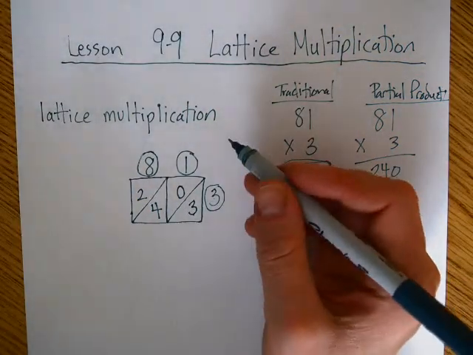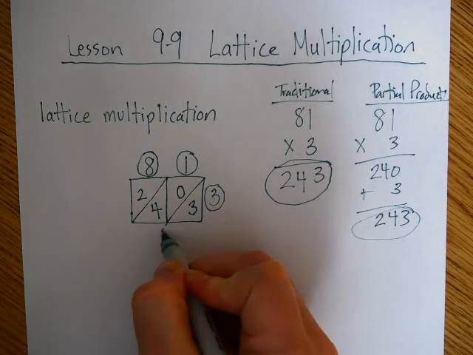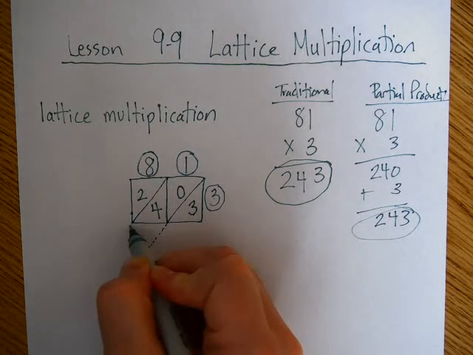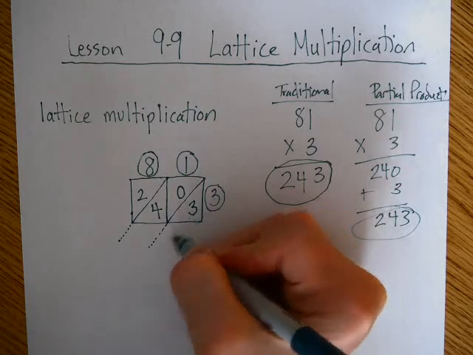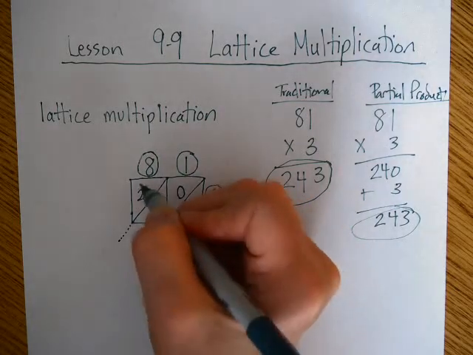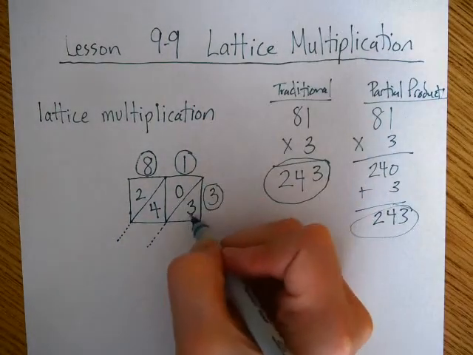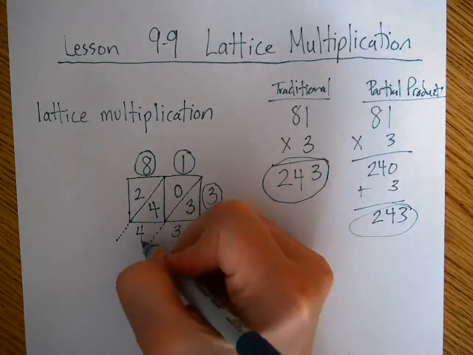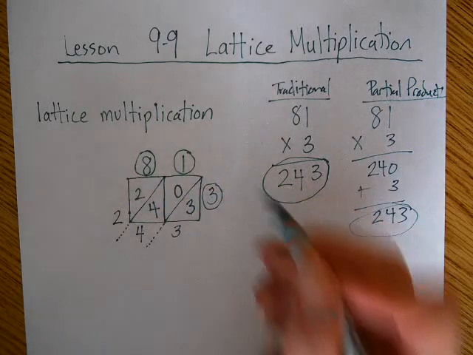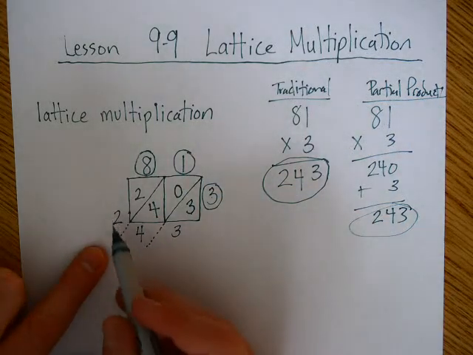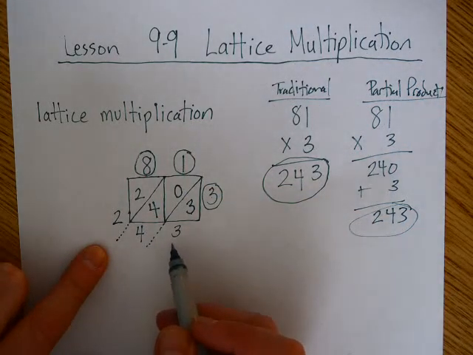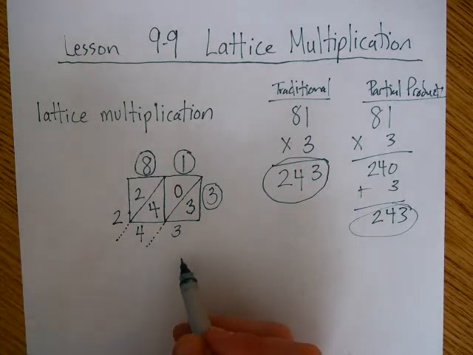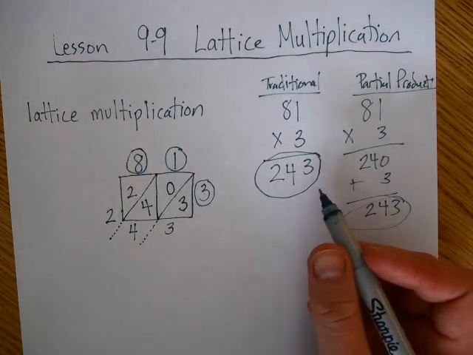And then essentially what we do is we continue across these diagonals, and we add whatever is in between those lines. Okay? So this is just a 3. 0 plus 4 is going to be 4. And then this is just a 2. And look, we get the same answer, 243, if we read it from left to right. All right, and so that's how lattice multiplication works.